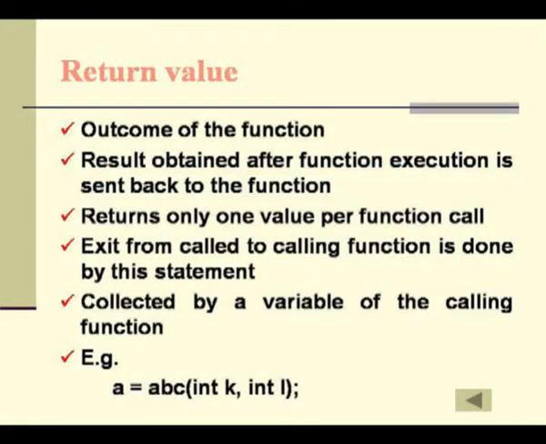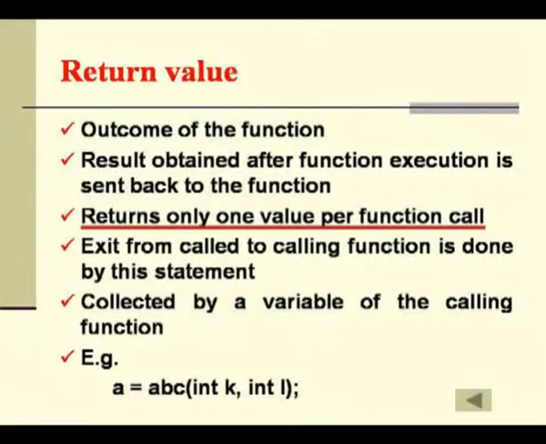Normally when we return a value, it is expected to be the result of that function. Whatever computation that function has done, we expect it to send it back to the calling function. So, the result obtained after function execution is sent back to the function which called it. Normally we return only one value per function call, though in certain cases there are exceptions where we can return more than one value from a function.